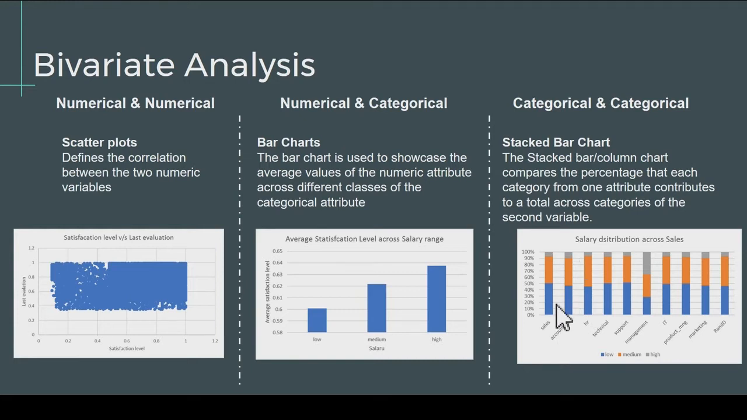So you can see that sales has approximately 50% in the band low, then another 40% in the band medium, and then around 10% in the band high. And so on, you can go.